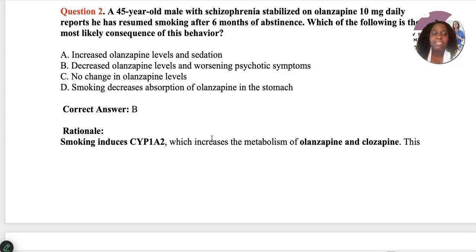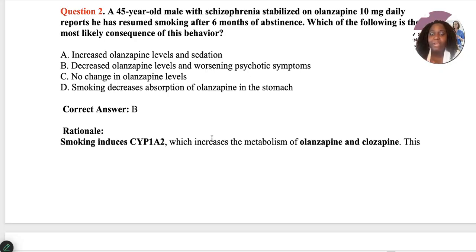Let's take the next clinical simulation here, or let's walk through the second question. Again, the answers are not covered because you have the slides, but we're going to walk through why it is so, so we can have a better understanding, and we're going to have more quizzes in Canvas for you to practice more of these questions. Question 2. It's a 45-year-old male with schizophrenia stabilized on olanzapine 10 milligram daily. He reports he has resumed smoking after 6 months of abstinence. Which of the following is the most likely consequence of this behavior?